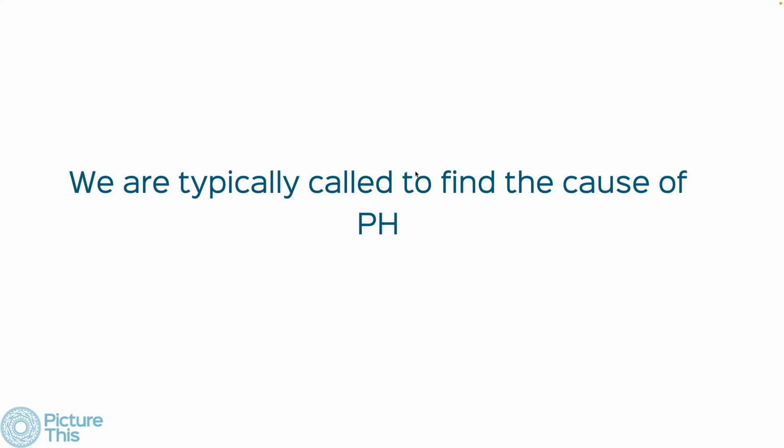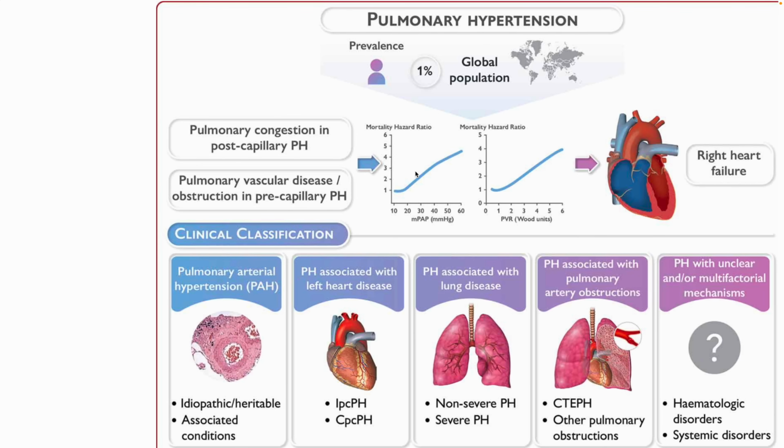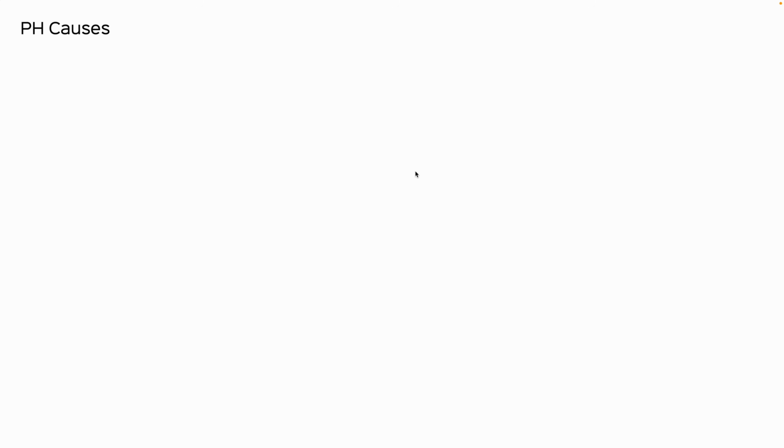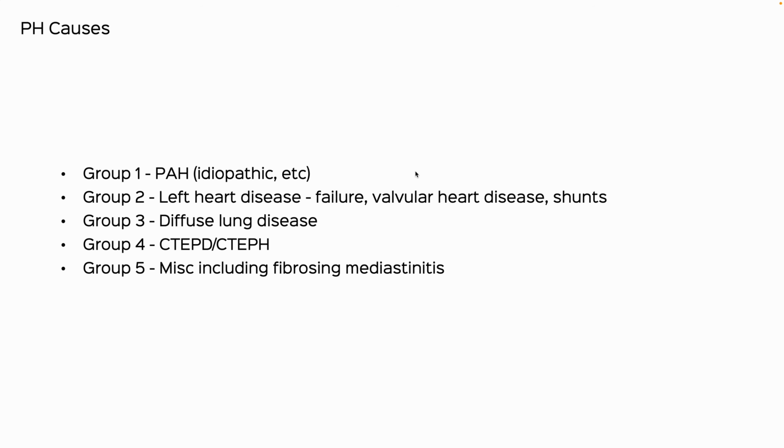Our job is to find the cause, and we have this 5-group classification, which originally started as the Dana Point method, and now it's just called the 5-group classification. There are various ways that people depict them, and it's gotten more complicated with more and more additions, but a good way is keeping it simple. Group 1 is idiopathic, what we used to call primary pulmonary hypertension. Group 2 is left heart disease of all kinds. Group 3 is all your diffuse lung diseases. Group 4 is CTEPD, so all your chronic thromboembolic disease, hypertension. And group 5 is a whole bunch of miscellaneous.